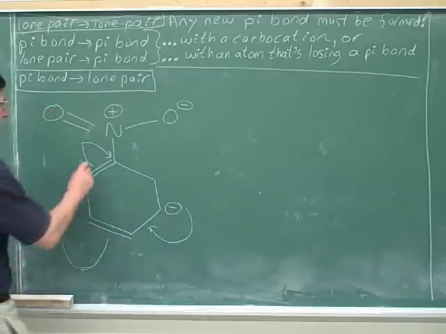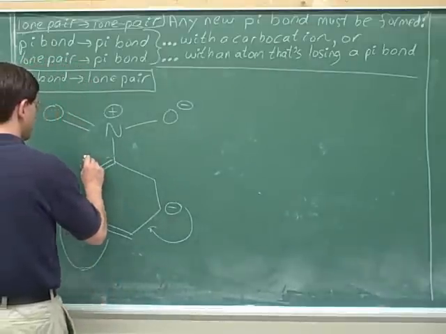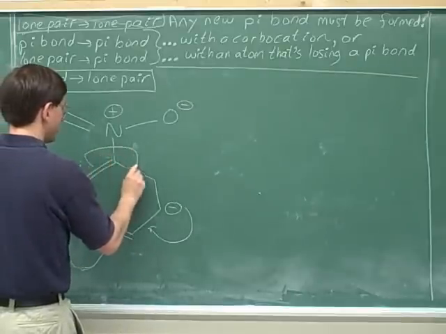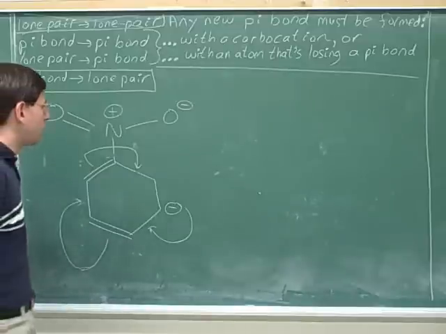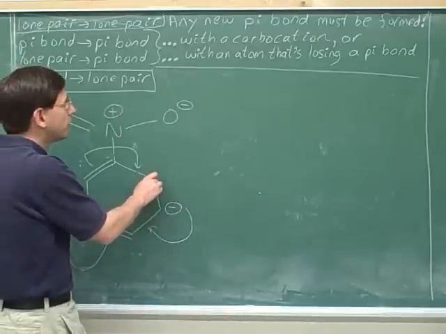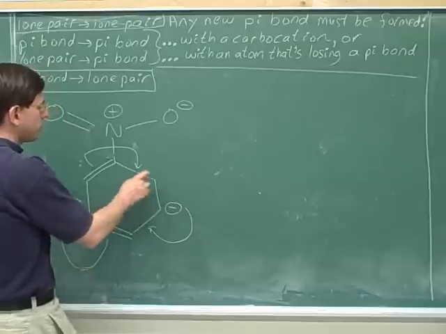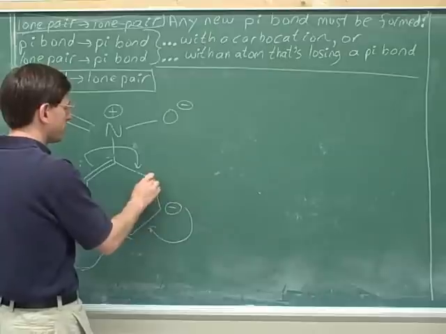But what if we decided to take this pi bond and make it into another pi bond? So one thing we could try to do is this. Could we take this pi bond and put it over here? I hope you gave that some thought. Well, now we're forming a new pi bond, so we have to check this atom. Is this a carbocation? No. Is this an atom that's losing a pi bond? No. So this is not legal. And in fact, there's no way to make this legal because this atom doesn't have any pi bonds to lose.